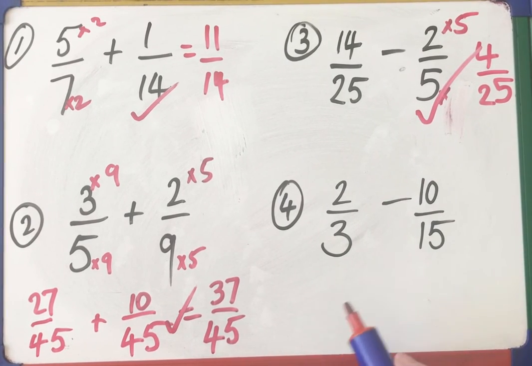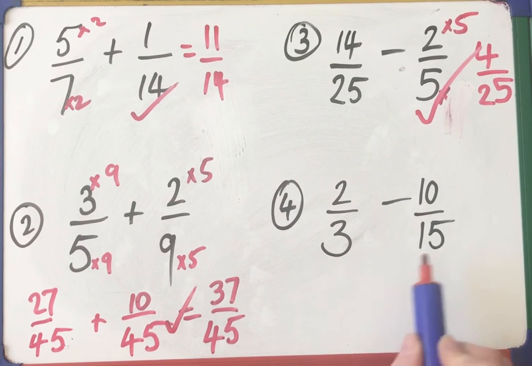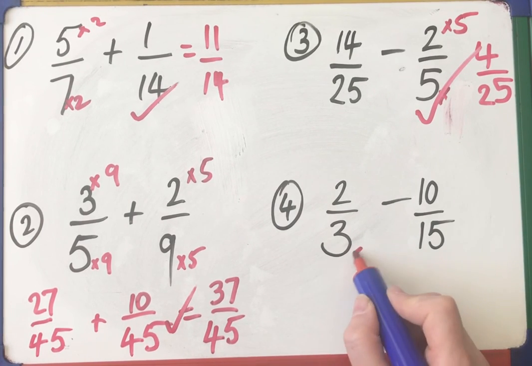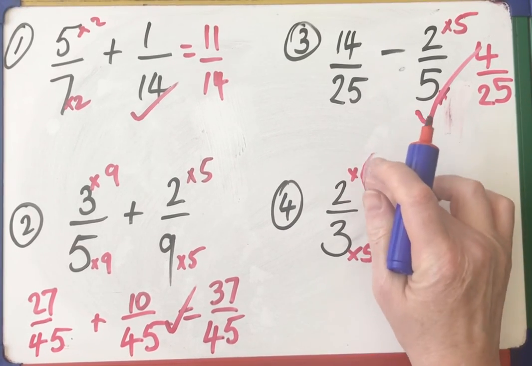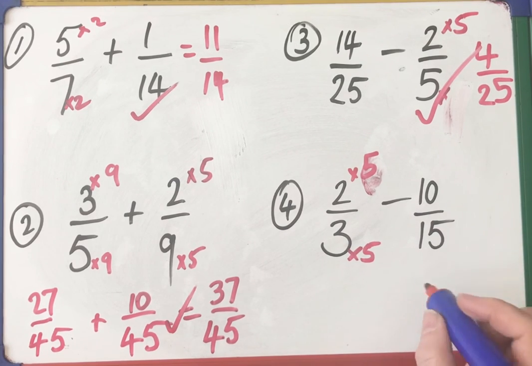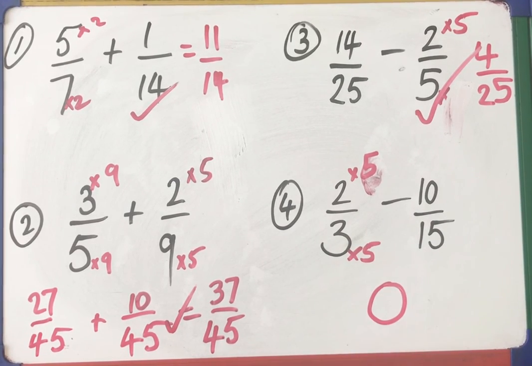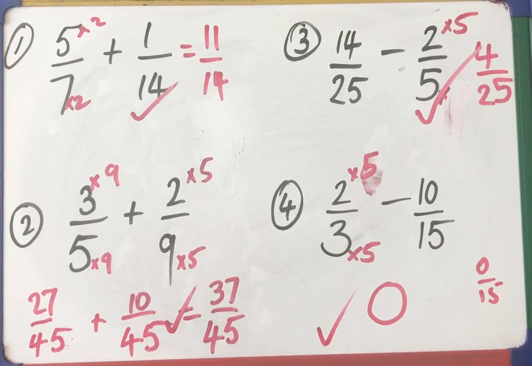Let's look at the final one. Well, oh, this is lucky because 3 is a factor of 15. So all I have to do is say, well, 3 times 5. So 2 times 5. Oops, that looks like 6. Sorry about my bad writing there. Well, 10 of something, take away 10 of something is actually 0. Please don't write 0 out of 15, just write 0.